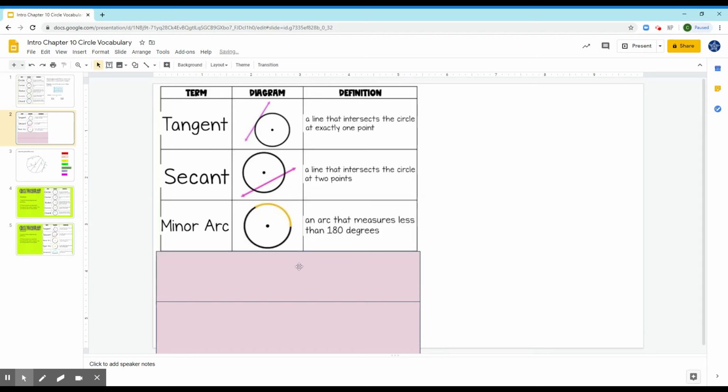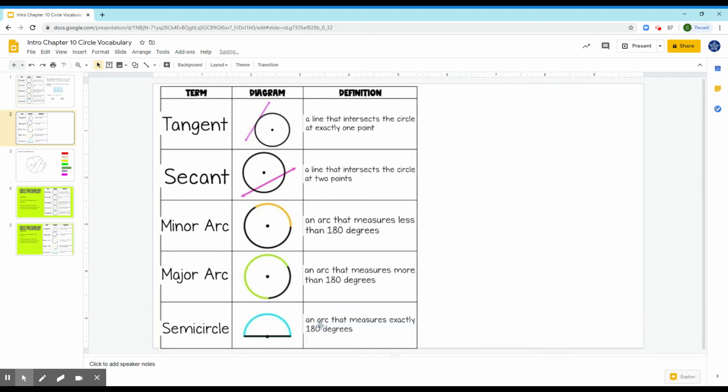Then we have a minor arc, and that is a curve of the rim of our circle that measures less than 180 degrees. We have a major arc, which is more than 180 degrees. And lastly, we have a semicircle, an arc that measures exactly 180 degrees. Remember, a semicircle is half our circle. Our circle is 360 degrees.